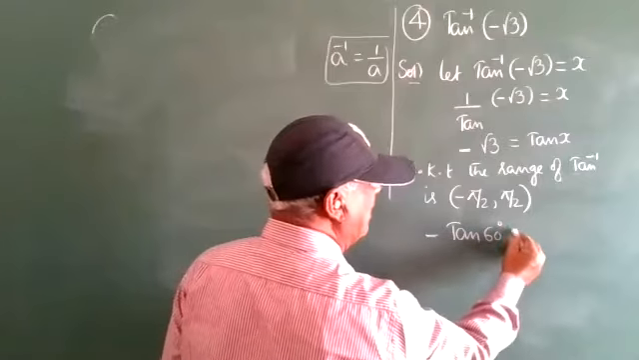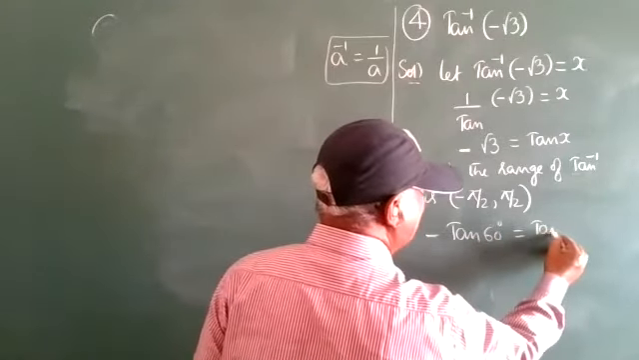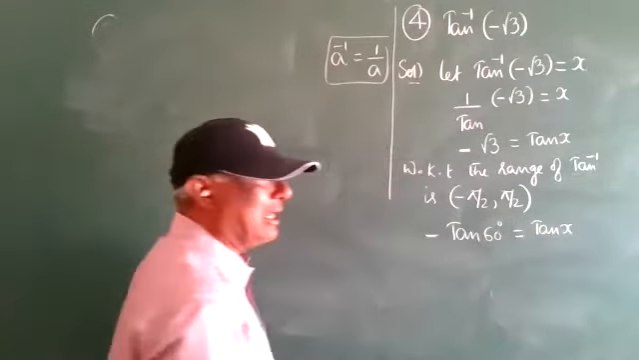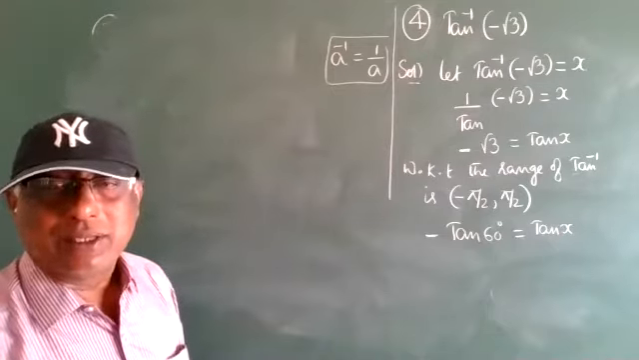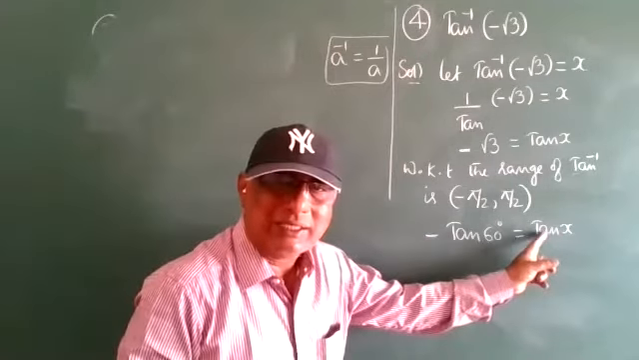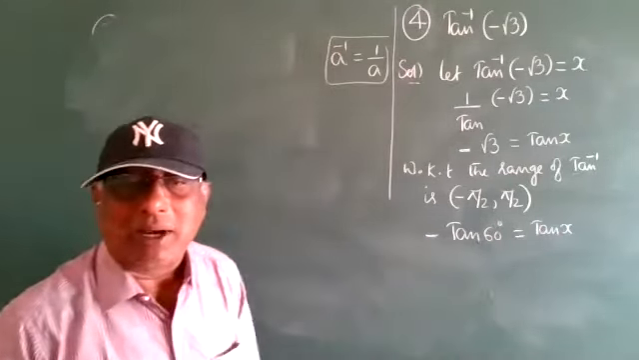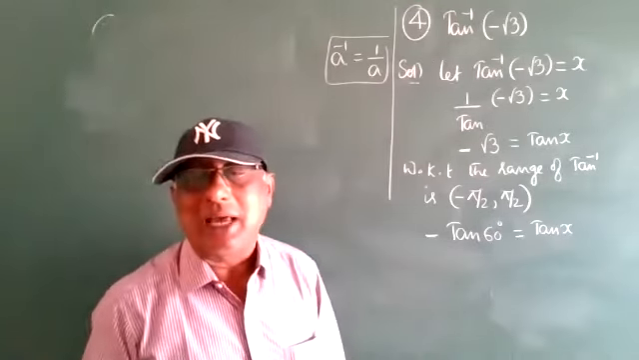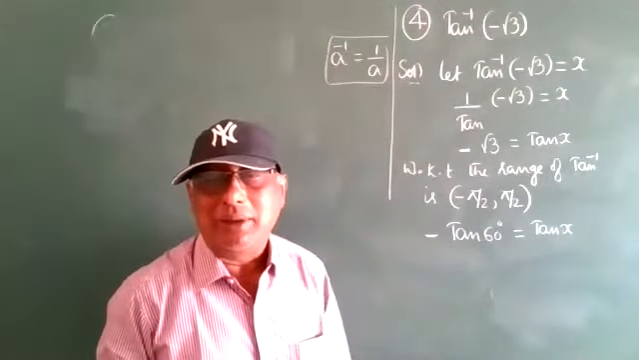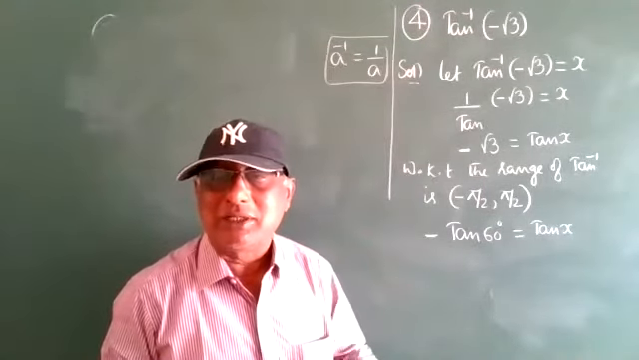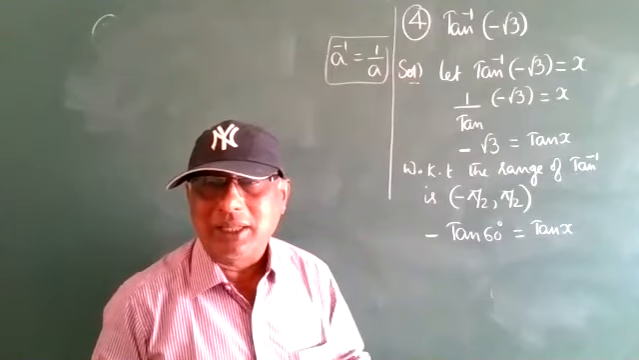Minus tan 60 degrees is equal to tan x. Tan cancel means what is remaining? Tell me. Tan and tan cancel, what is remaining?